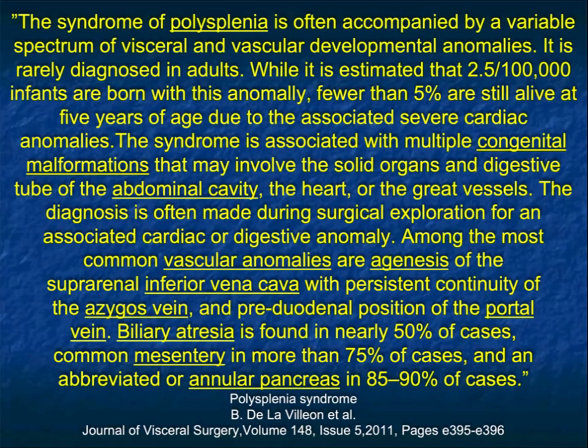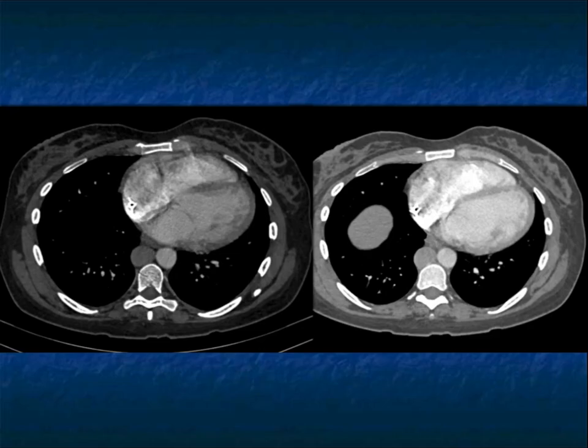The syndrome of polysplenia is often accompanied by a variable spectrum of visceral and vascular development abnormalities. While it is estimated that 2.5 of 100,000 infants are born with this anomaly, fewer than 5% are alive at 5 years of age because of the severe anomalies. The syndrome is associated with multiple congenital malformations that may involve the solid organs of the GI tract, may involve the heart or the great vessels. Among the most common vascular anomalies are agenesis of the suprarenal IVC, with persistent continuation of the azygous vein and preduodenal position of the portal vein. Biliary atresia can be found in about half the cases, and annular pancreas is also associated.